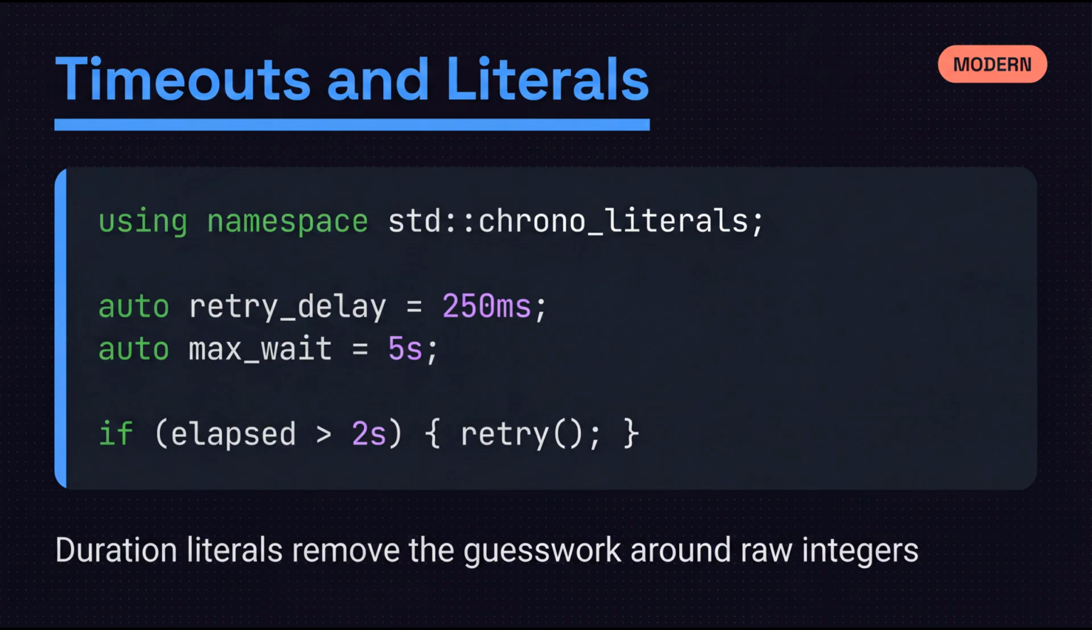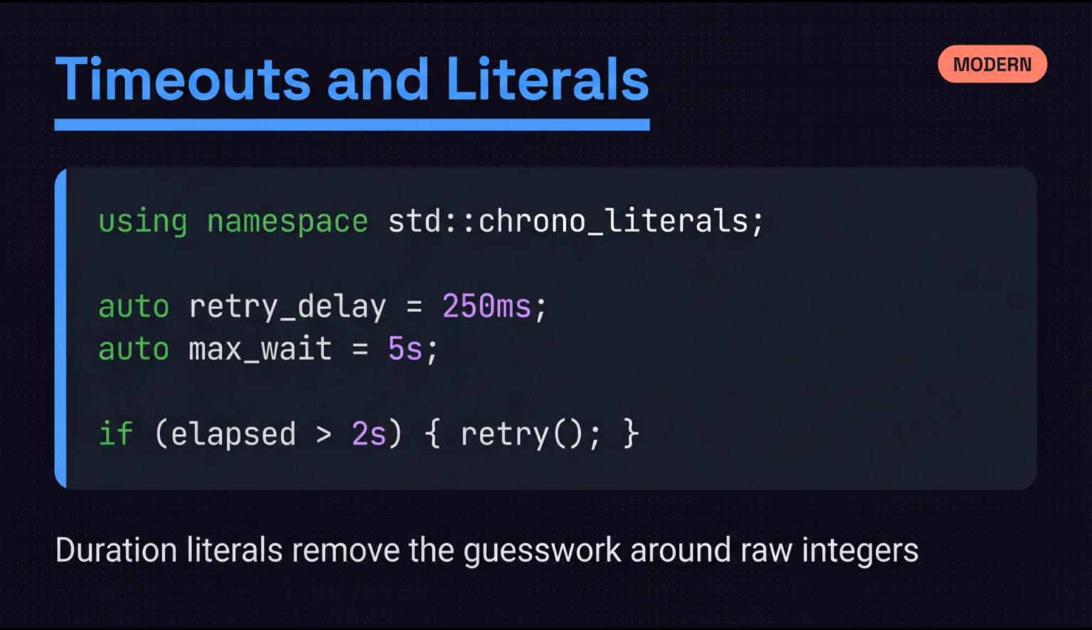Chrono literals make durations readable. 250 milliseconds is written as 250ms. 5 seconds is 5s. No more magic numbers representing time in ambiguous units. You enable them with using namespace std::chrono_literals.